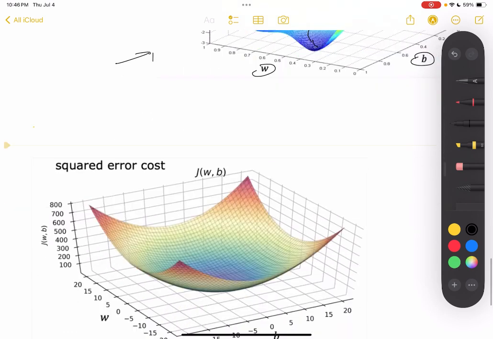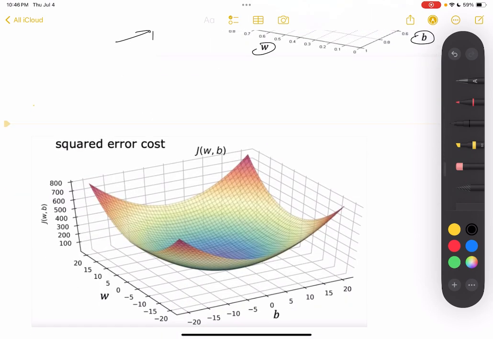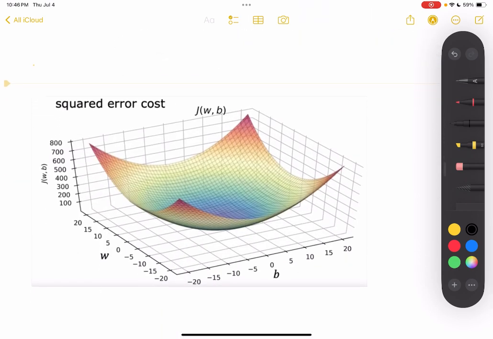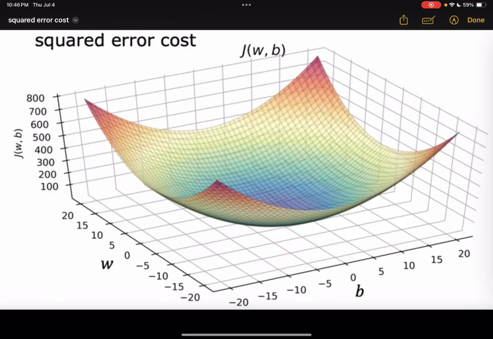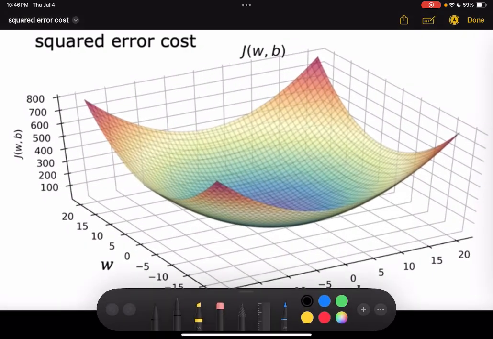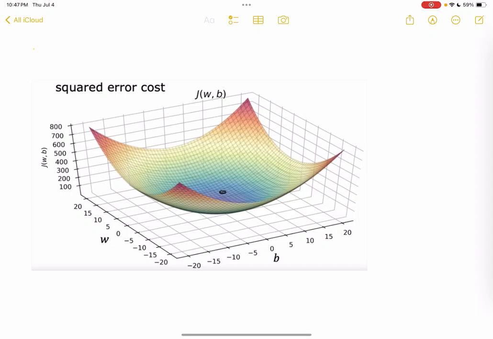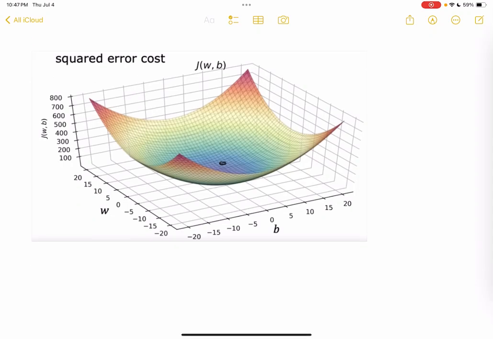However, if you're using the squared error cost function, there will only be one minimum. You can see there is only one minimum here. It's right here. It's not going to bring you to another minimum because there's only one minimum. So please note that when you're using the squared error cost function, you will only have one minimum. You will not have to worry about that.